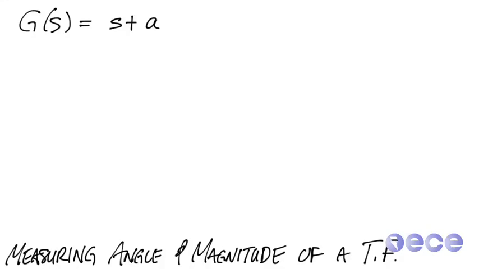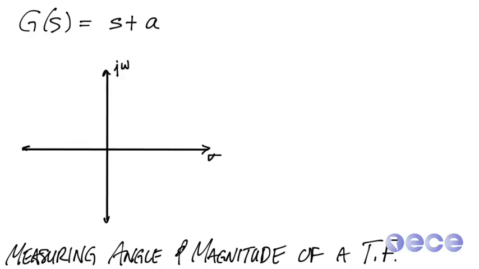How do we measure the angle and magnitude of a transfer function? So first of all, let's just look at what a transfer function looks like on the j omega axis and the real axis, so in the imaginary plane. So we have some transfer function here, G of s is s plus a. So we can actually write that there's a 0 at minus a.